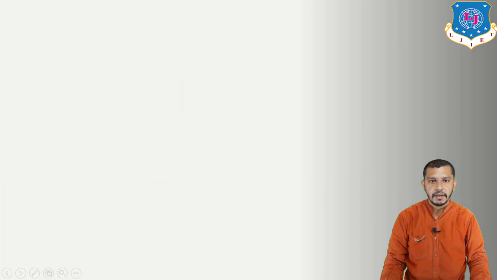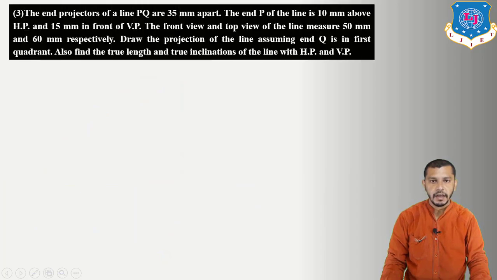Now let's move on to the next example with some different data with N projectors. So the N projectors of the line PQ are 35 mm. Again N projectors are given, which is 35 mm. The end point P of the line is 10 mm above HP and 15 mm in front of VP. The front view and top view of the line measure 50 mm and 60 mm respectively. Draw the projection of the line assuming Q in the first quadrant.